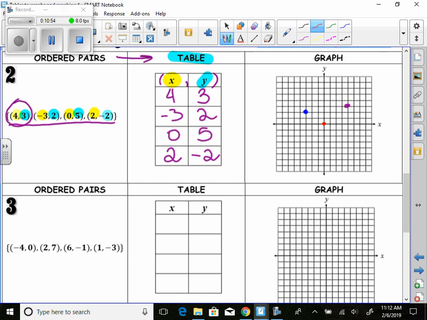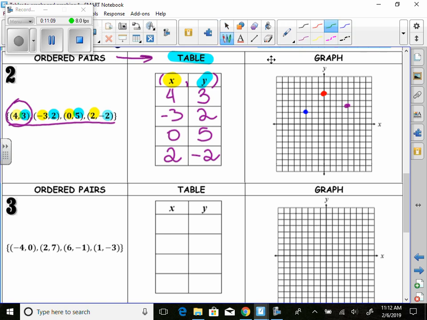In this case, we're going to go 5 up. 1, 2, 3, 4, 5. So anytime your x is 0, your point will end up on the y-axis. Anytime your y is 0, your point will end up on the x-axis.